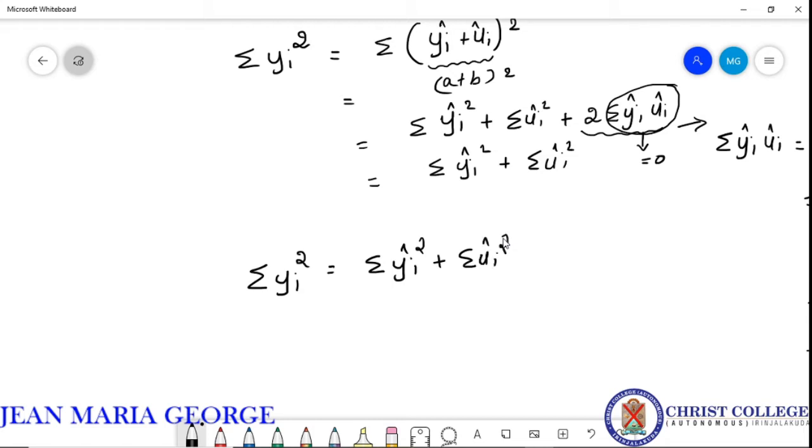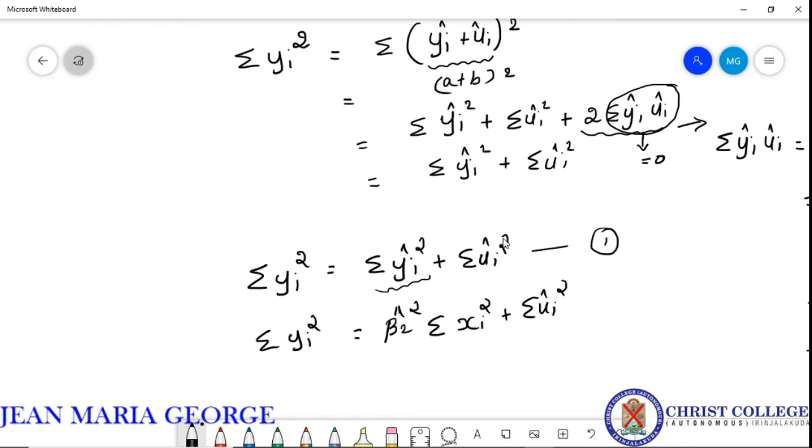This can also be represented as sigma yi square is equal to beta 2 hat square sigma xi square plus sigma ui hat square. What is this? We have just substituted the value of yi hat as beta 2 hat sigma xi square. Now let this equation be the first equation and this be the second equation.